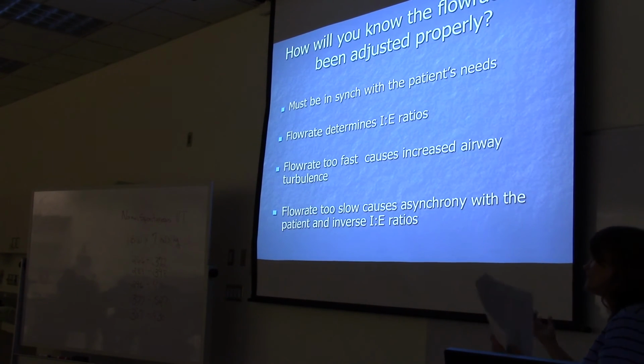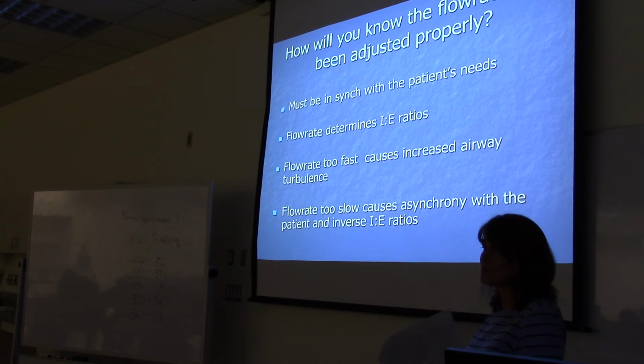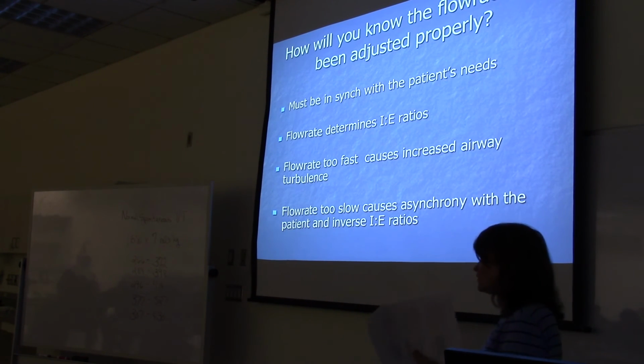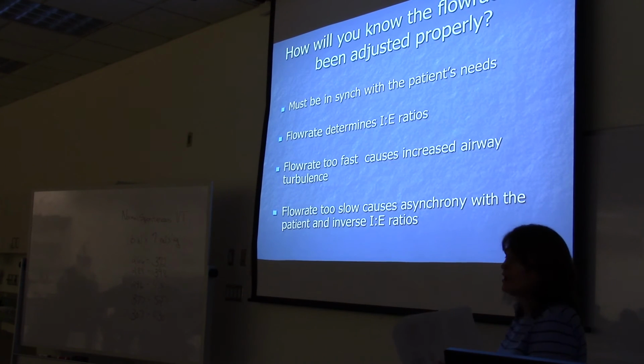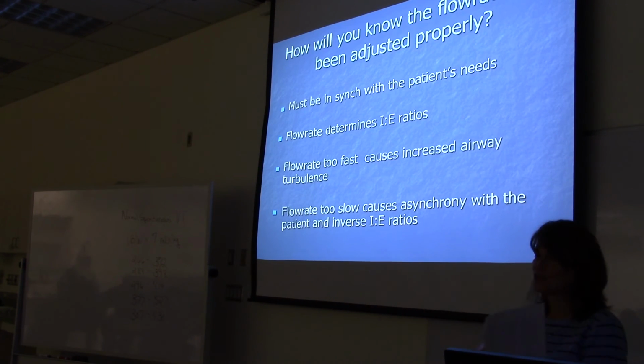But if it's an 80-year-old lady on a ventilator and she's got a small tidal volume, she's breathing slow, then you don't need to push the air in really fast. Now you can have a little longer inspiration. So you just look at their breathing and then adjust the ventilator to match their breathing.